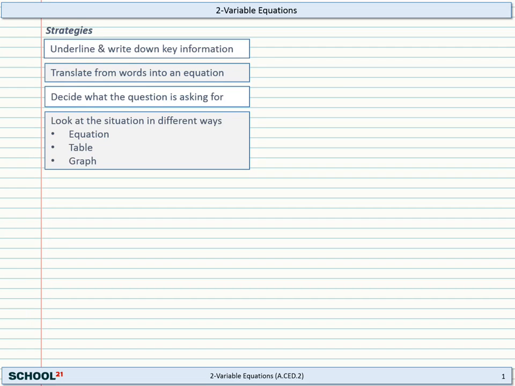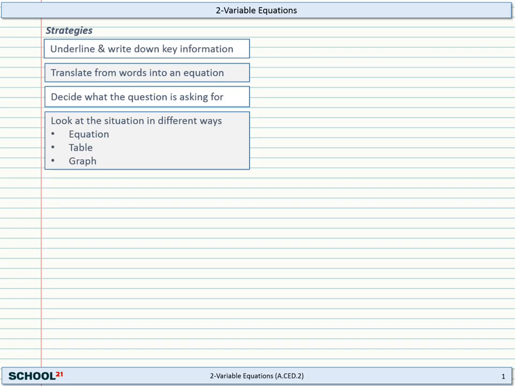When working with real-world problems or word problems in two variables, you use a lot of the same strategies you use with one variable equations. When you're reading the problem, underline and write down key information so that you can translate those words into an equation, and make sure you understand what the question is asking for.